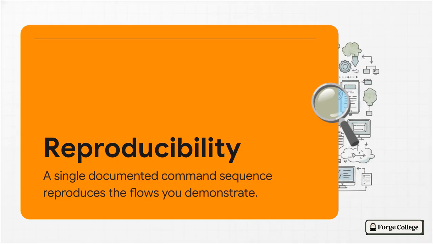Reproducibility simply means you've provided a single documented command sequence that effortlessly reproduces your integration flows. No guesswork at all. And traceability? That means every single action in your project maps directly back to a specific file or test case, explaining exactly why each step even exists. Together, these two principles take a chaotic codebase and turn it into a professional, fully auditable system.